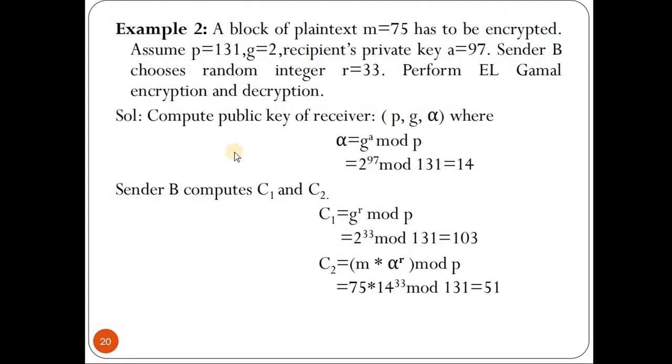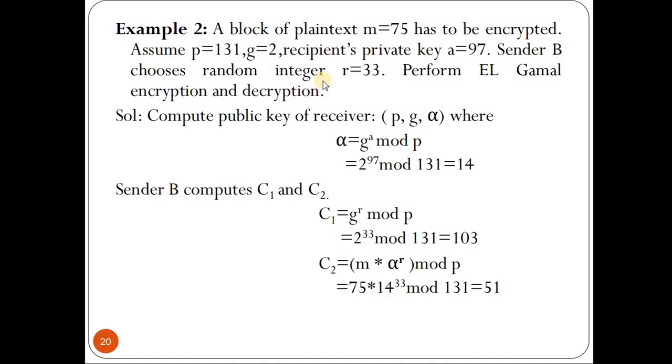Next, we'll consider one more example. A block of plain text M equal to 75 has to be encrypted. Assume P is equal to 131, G is equal to 2, recipient's private key A is equal to 97. Sender B chooses a random integer R equal to 33. Perform ElGamal encryption and decryption. So here B wants to send a message to A. B performs encryption and A performs the decryption.